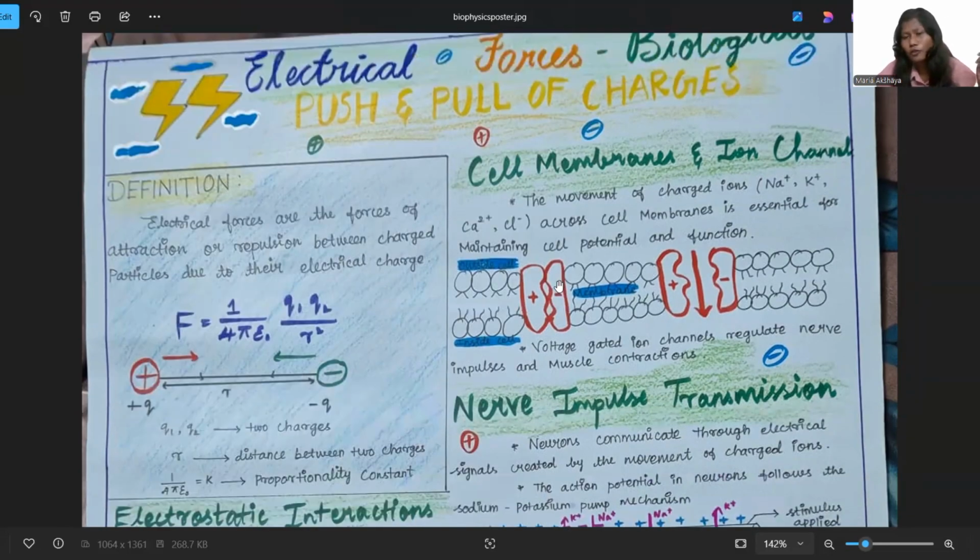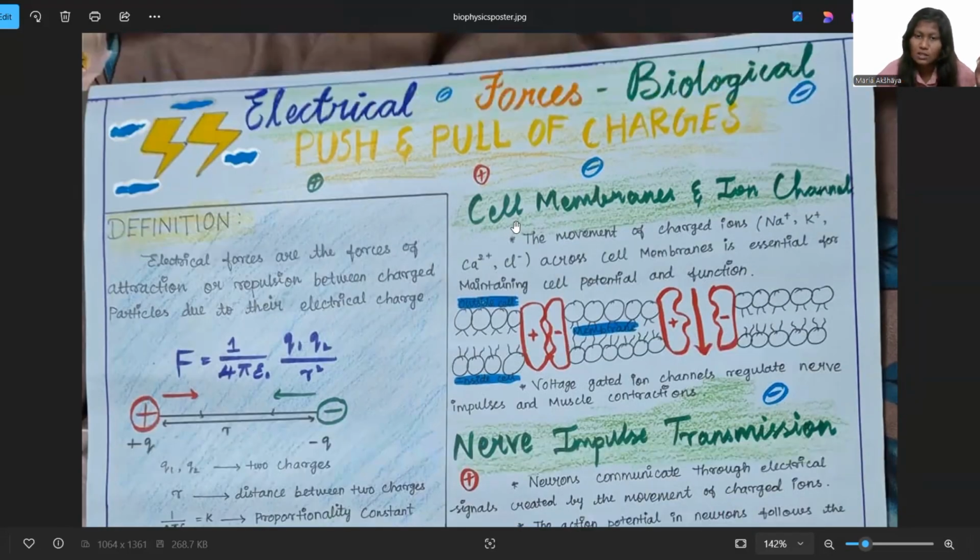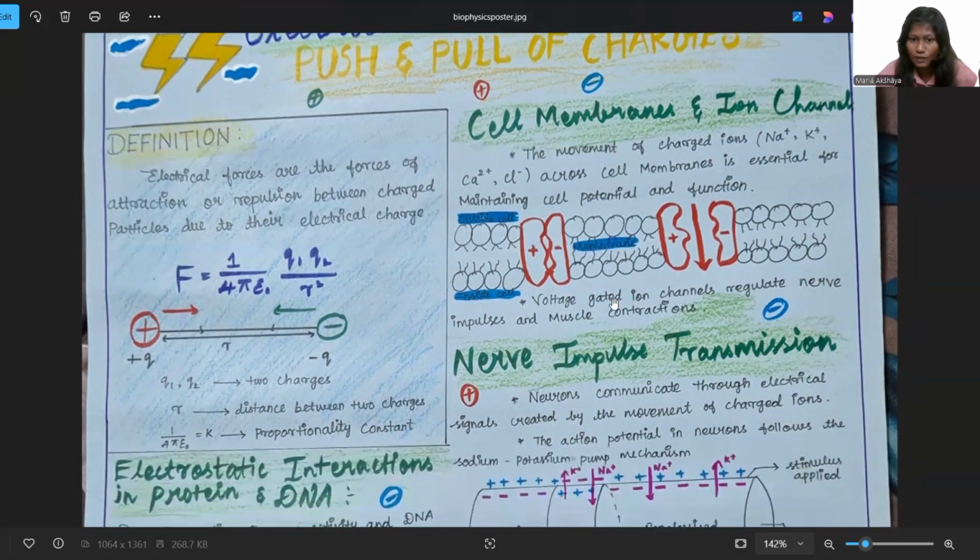Okay, now we are going to the biophysical applications. We can see there's a cell membrane and ion channels. In the cell membrane, the movement of charged ions like sodium ions, potassium ions, Cl minus ions, and Ca2 plus ions across the cell membranes is essential for maintaining the cell potential as well as the function. Here is the diagrammatic representation of that.